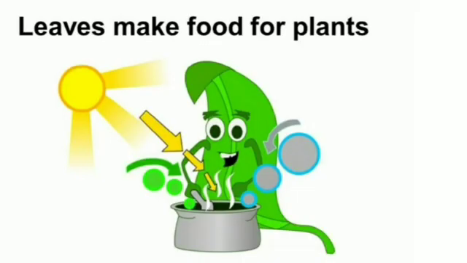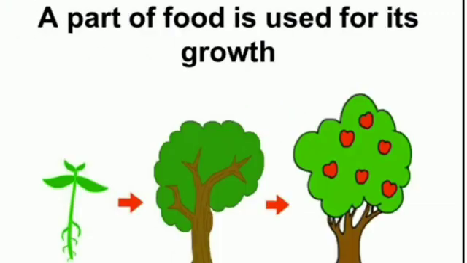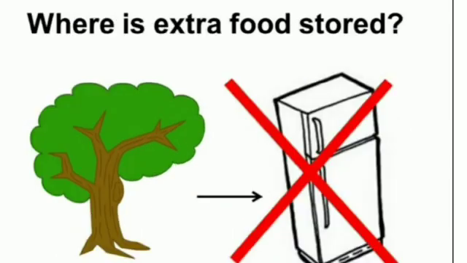Children, the food that is prepared by the leaves is sent to the other parts of the plant. Some food is used by them for their own growth. But what happens to the extra food left behind? Students, plants do not have a refrigerator like us to store their food.